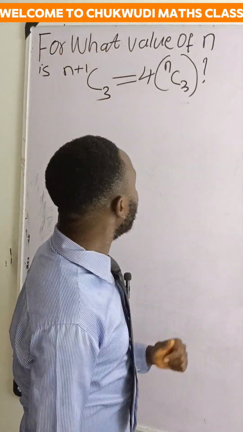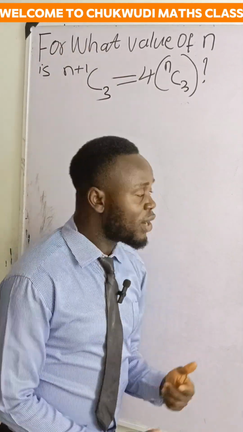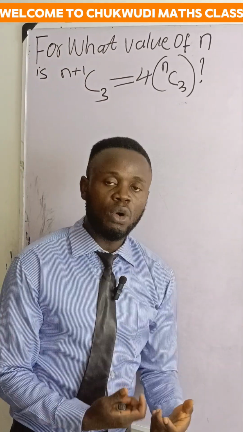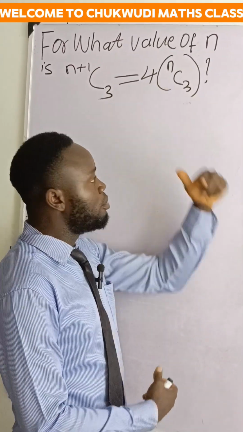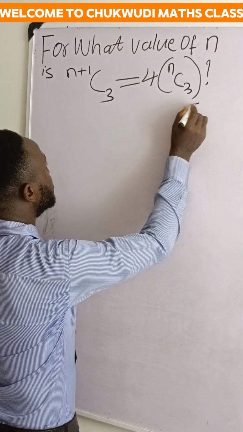For what value of n is (n+1) combination 3 equal to 4 multiplied by n combination 3? Solution.